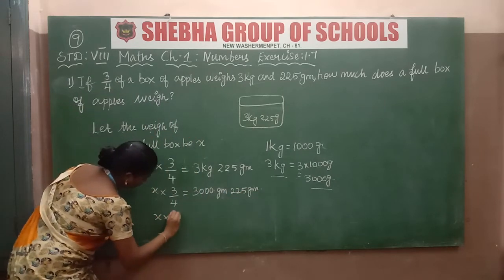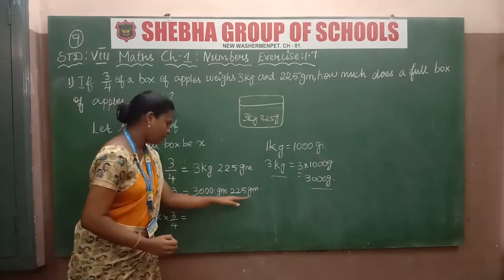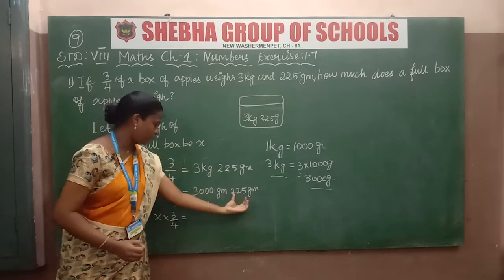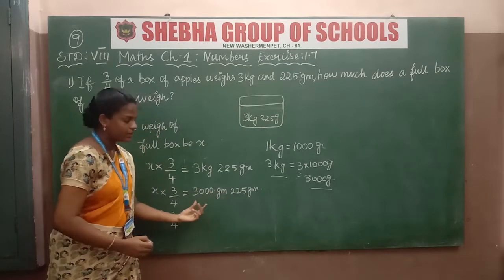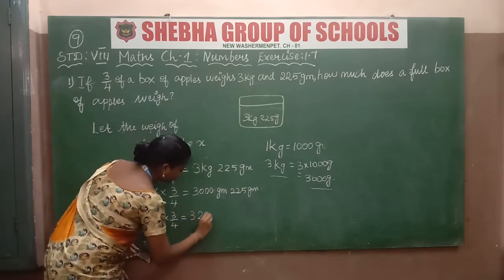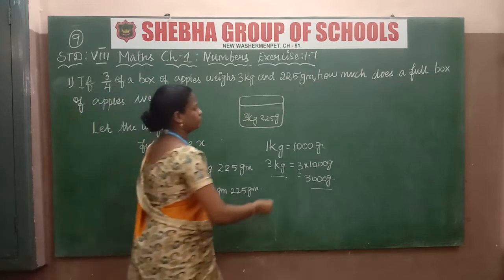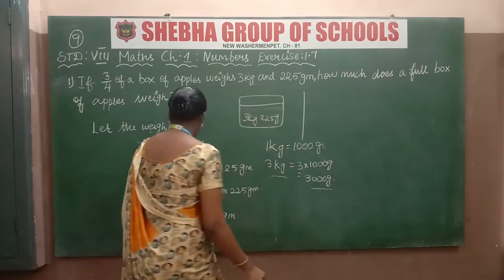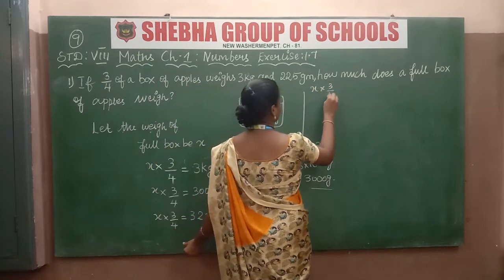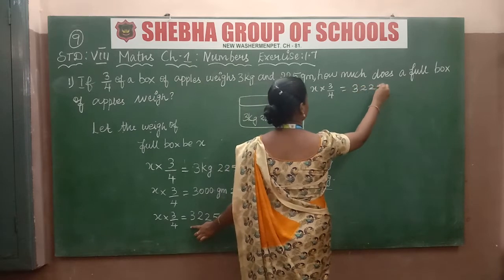x into 3 by 4 is equal to 3000 gram plus 225 gram. The unit is the same, gram, so we have to add the values. 3000 plus 225 is 3225 gram. So then next, x into 3 by 4 is equal to 3225 gram.